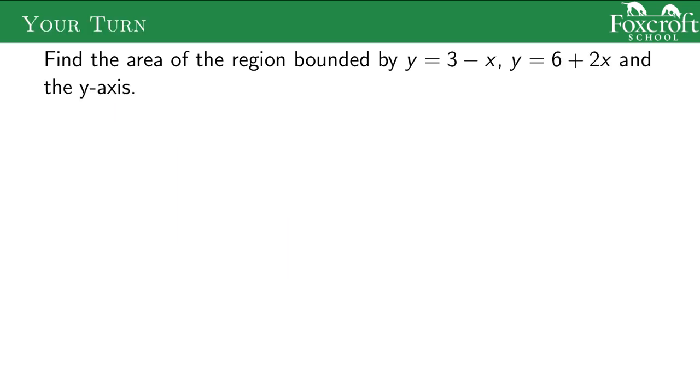So here's one for you to try on your own. Find the area bounded by y equals 3 minus x, y equals 6 plus 2x, and the y-axis. Again, it might be helpful to use a calculator to graph it to see what it looks like, and then try to do your calculations from there. All right, but go ahead and pause the video and try this one on your own.